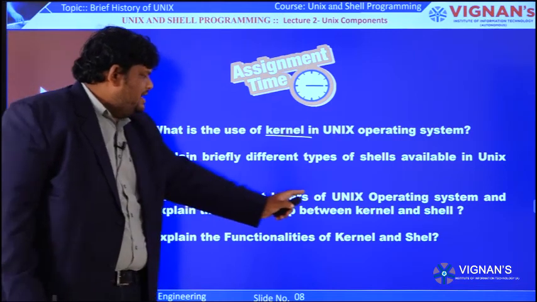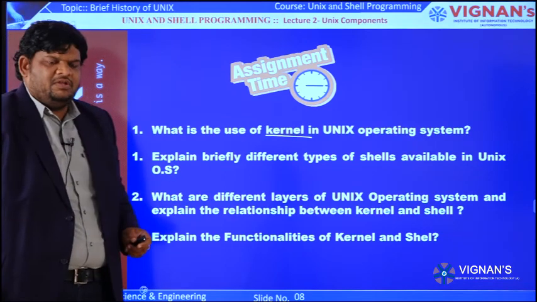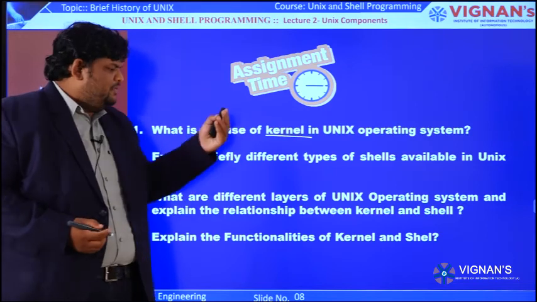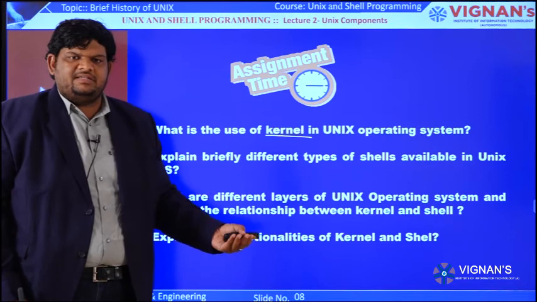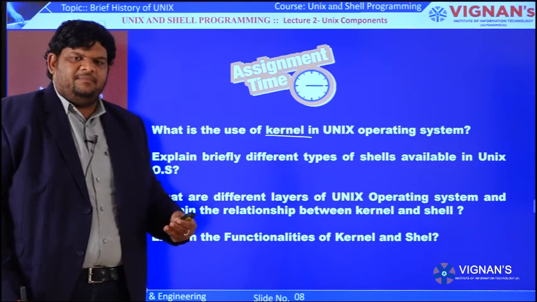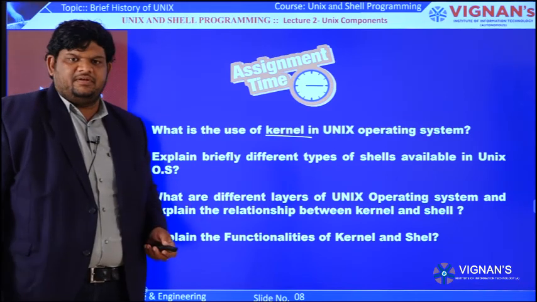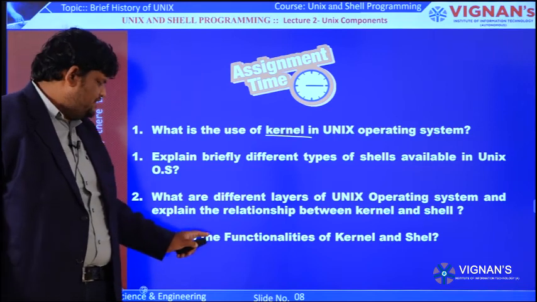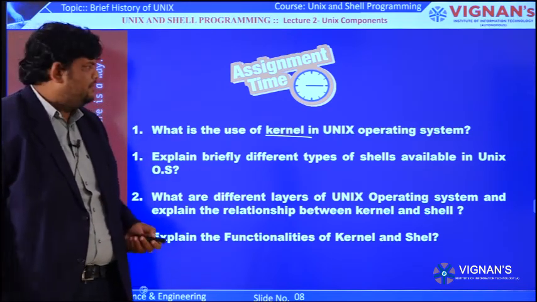What are the different layers of the Unix operating system, and explain the relationship between kernel and shell. In one rough diagram we can explain very clearly. The innermost one is hardware, after hardware comes the kernel, after that the shell, after that the application program, and the next level is the user. Next, we have to write all the functionalities of the kernel and shell that come under here. Explain the functionalities of the kernel and shell.